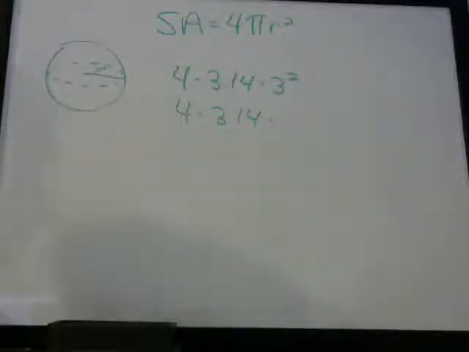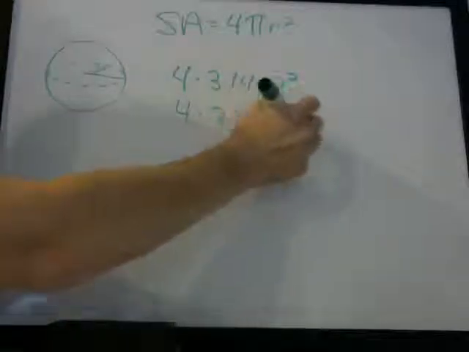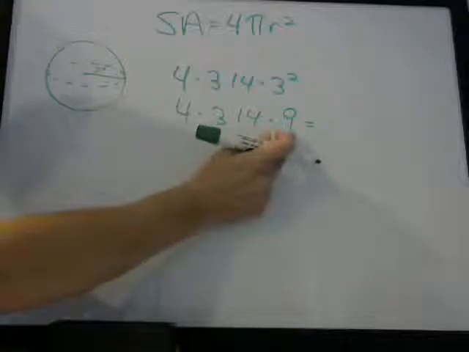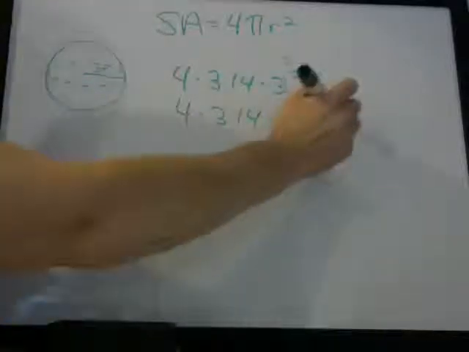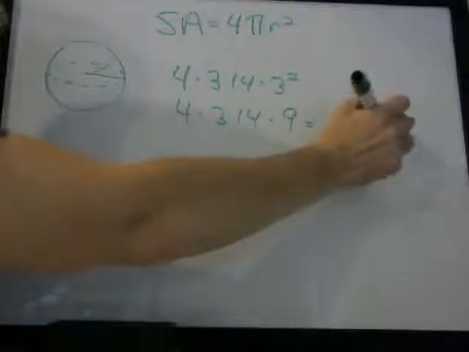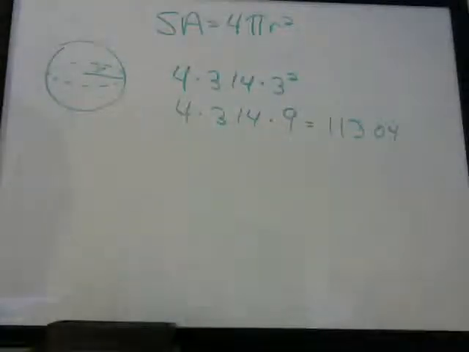If you don't know what exponents mean, you need to watch that video. 3 times 3 is 9. So you plug that in your calculator. 4 times 3.14 times 9, and you get 113.04. So that's the answer to this question.